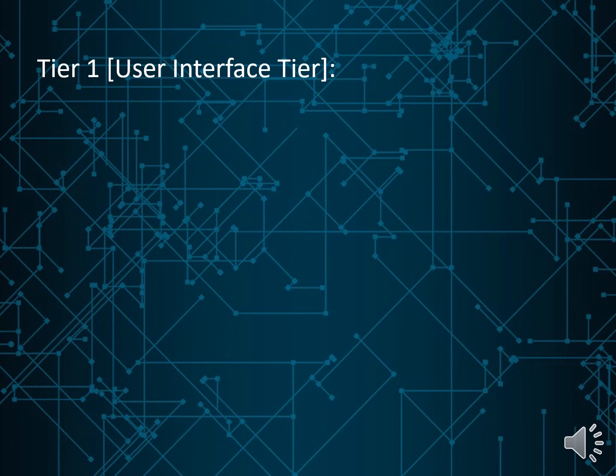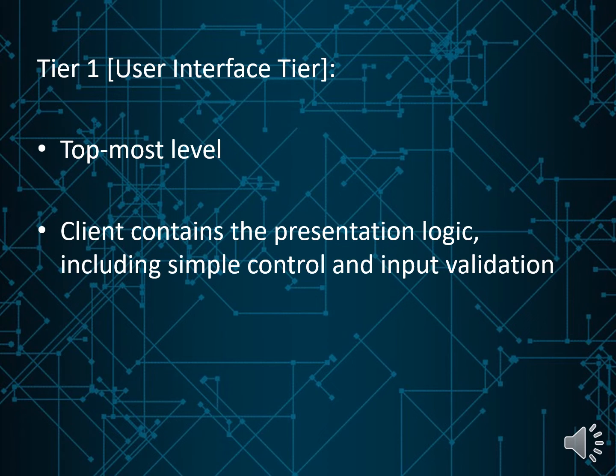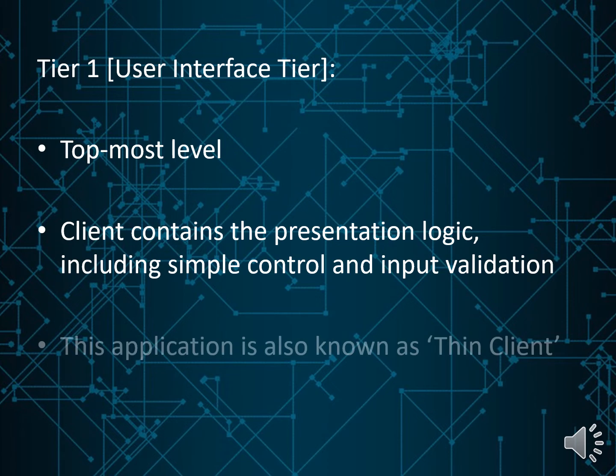In the first tier, that is the user interface tier or presentation tier, it is considered to be the topmost level of the application, and the main function of this tier is to translate the tasks and results into something the user can understand. So the client here contains the presentation logic, including some simple control and input validation. In this architecture, the client is known as a thin client. Why? Because here the client has only the presentation or user interface logic.